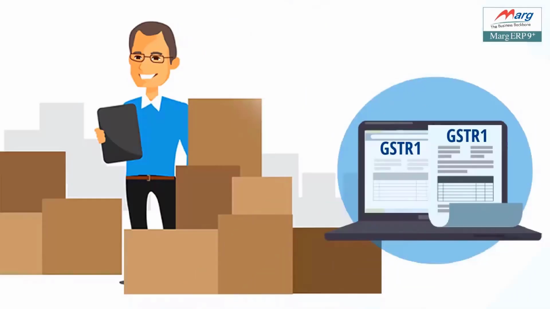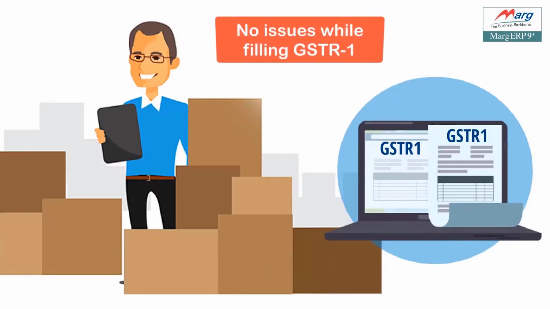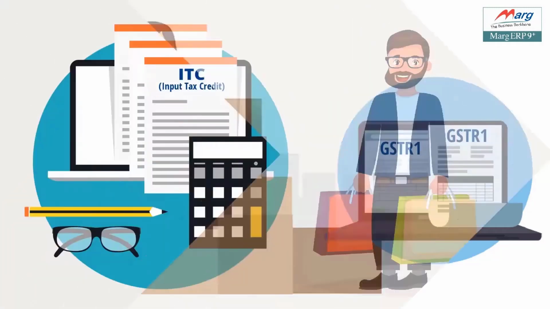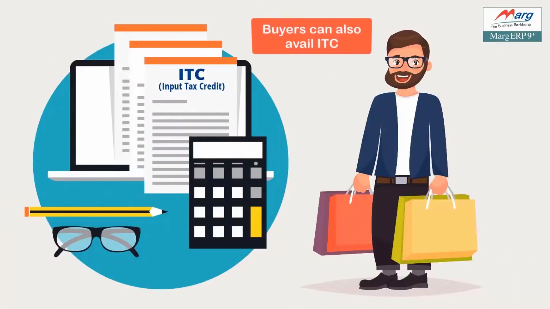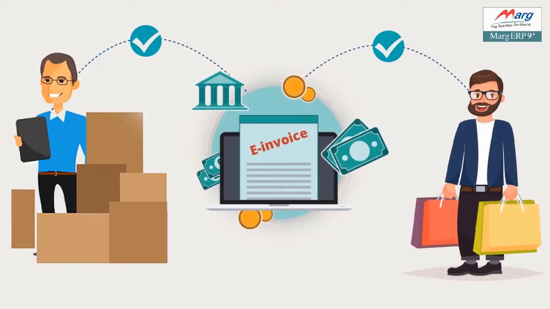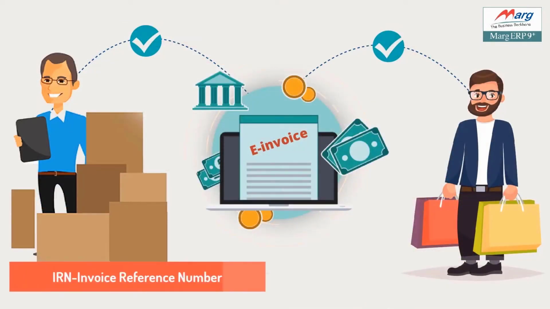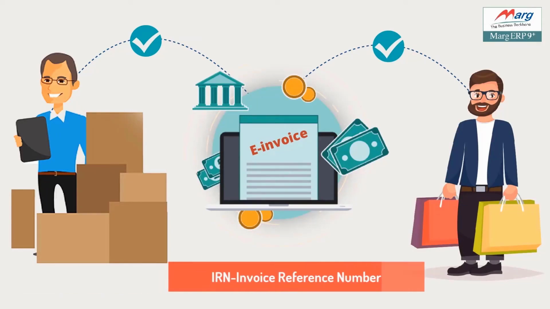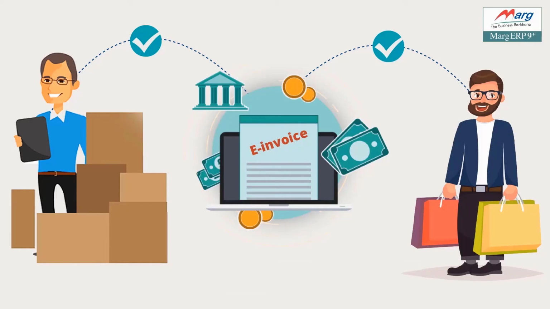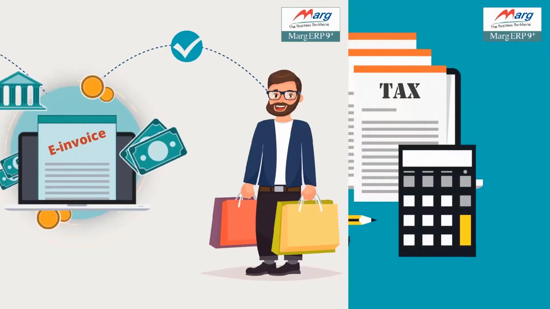Now the supplier does not have to face any problem in filling the GSTR1 return. Along with this, his buyers will hand-to-hand get the opportunity to avail ITC. And as the invoice gets uploaded, the supplier will receive an acknowledgement on behalf of the government. The supplier will also get the IRN, that is Invoice Reference Number, and in the same way, an acknowledgement will also be sent to the buyer.